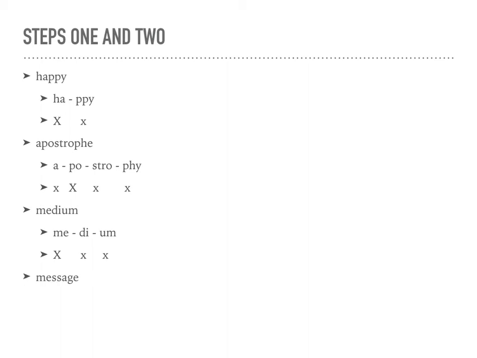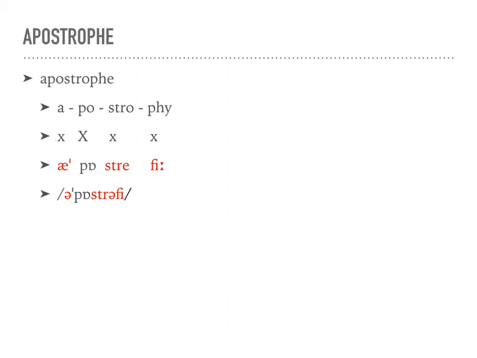And finally, we have message, which has 2 syllables, and we say message, and the stress is on the first syllable. It's message, not message. So let's go through the other steps that we have here.